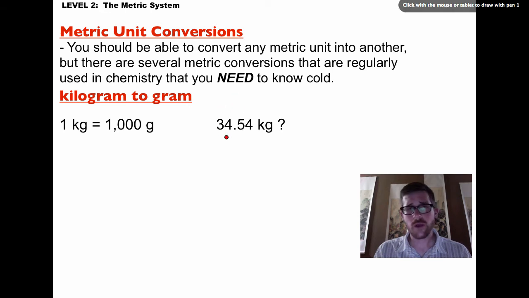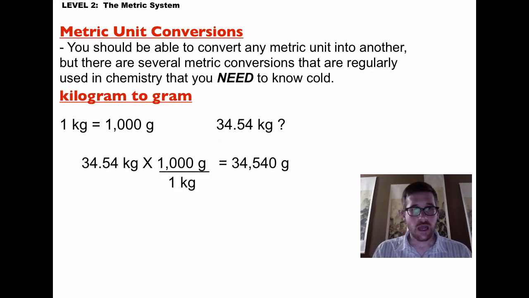Okay, so let's say, for example, we have 34.54 kilograms. How many grams is that? Well, you would set that problem up like this: 34.54 kilograms. We're going to use our dimensional analysis, our domino method. So kilograms should cancel, and then we're left with grams on top. So it's 34.54 times 1,000 divided by 1, and we get 34,540 grams. It's as simple as that.